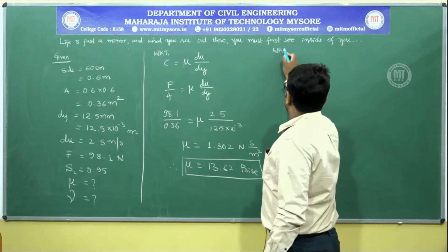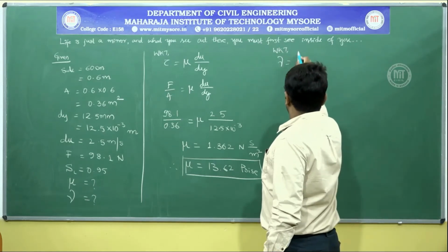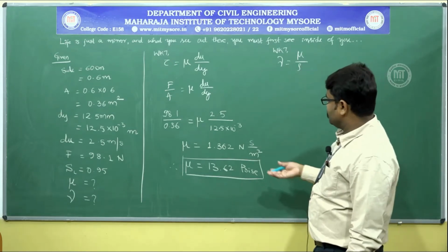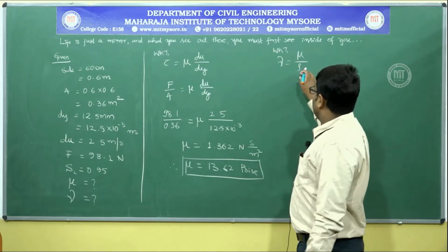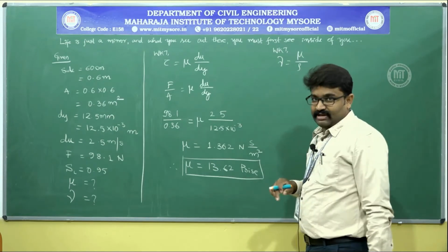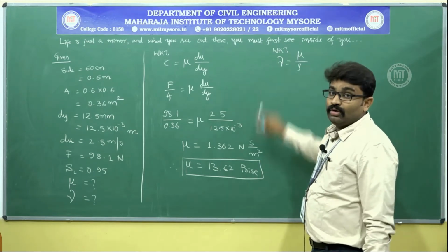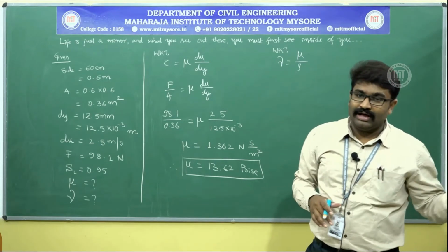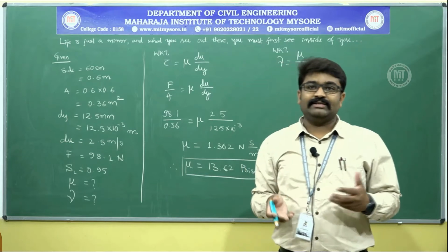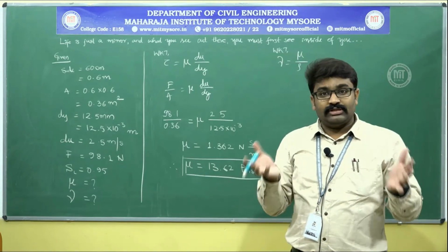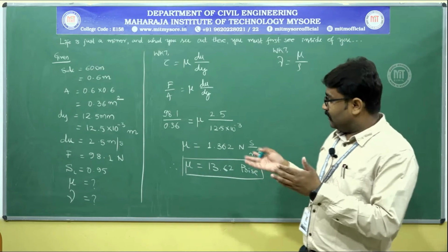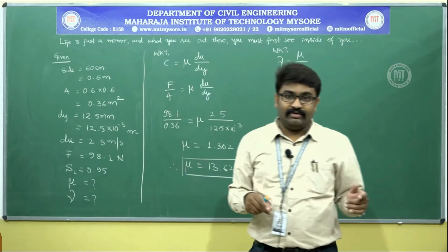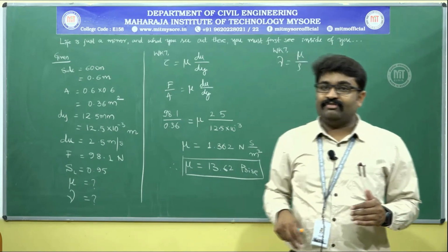We know that kinematic viscosity nu is equal to dynamic viscosity by rho. Dynamic viscosity I have just found out, and now you will have to calculate the density of it, so that you get nu. What is density? How do I calculate density? Get back to basics. Density is nothing but mass by volume. But all those things are not required, because in the problem he has specifically mentioned that the specific gravity or relative density is equal to 0.95.